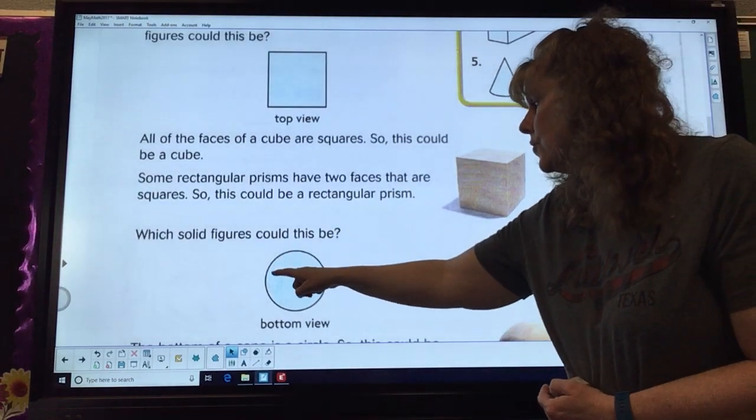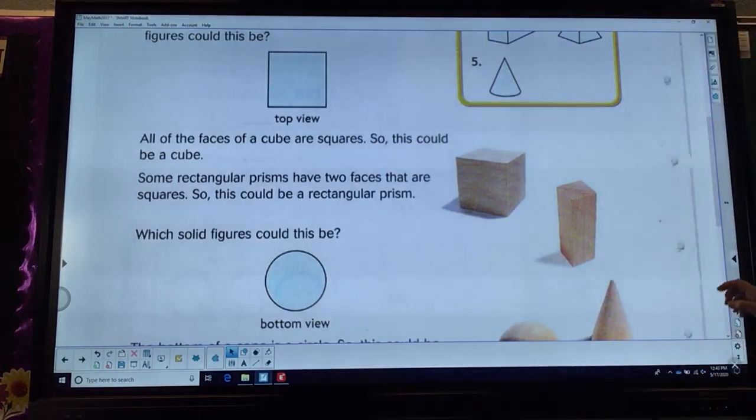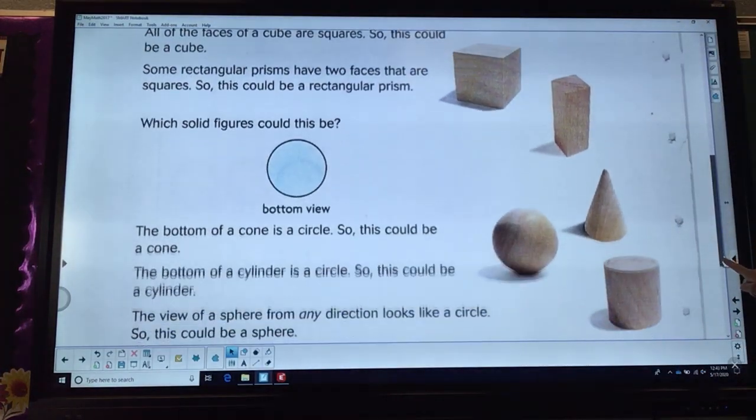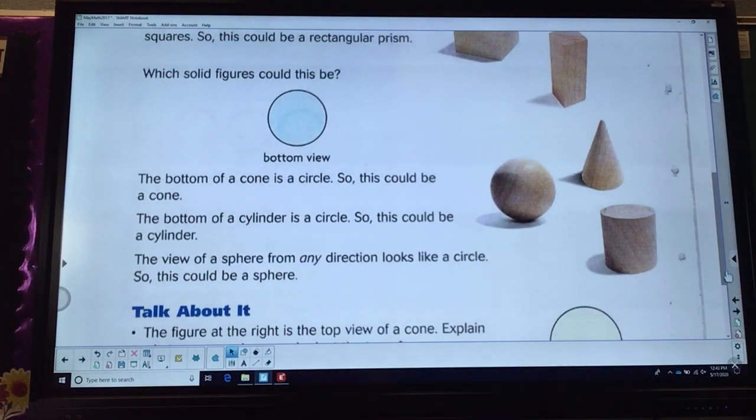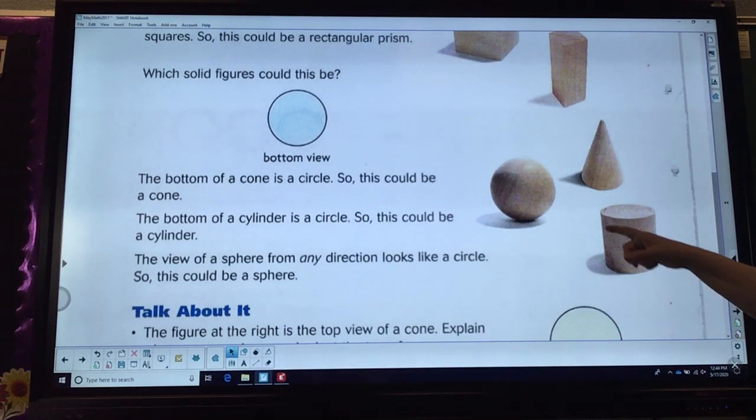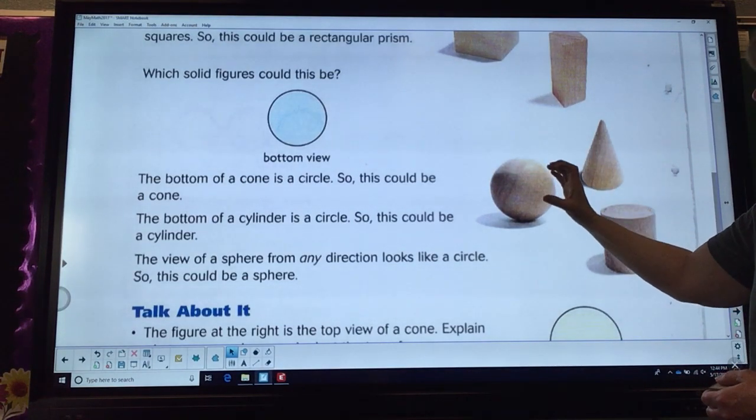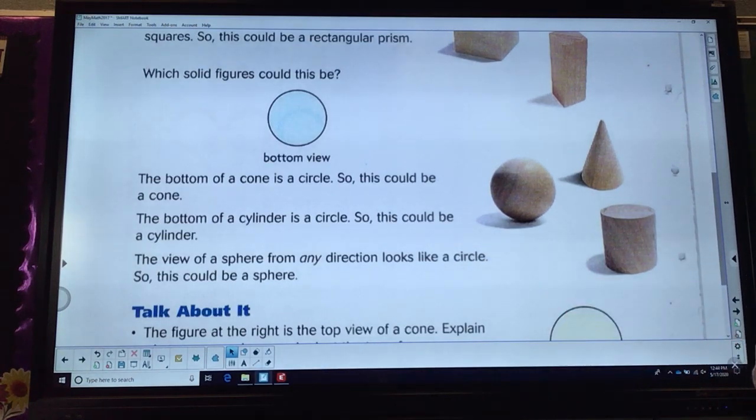If you take a look, this is your bottom view here. Okay, it's a circle. Well, it could be the bottom of a cone, because the bottom of a cone is a circle. So this could be a cone. The bottom of a cylinder is also a circle, so it could be the bottom of the cylinder. And finally, if you look at the sphere, if you look square on at it in any direction, it looks like a circle, so it could also be a sphere.